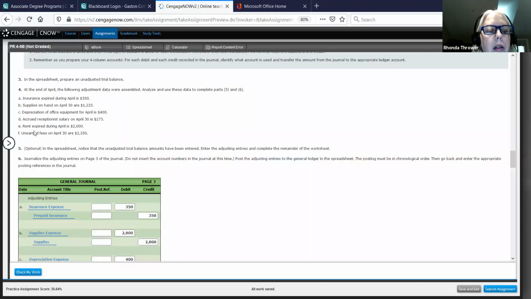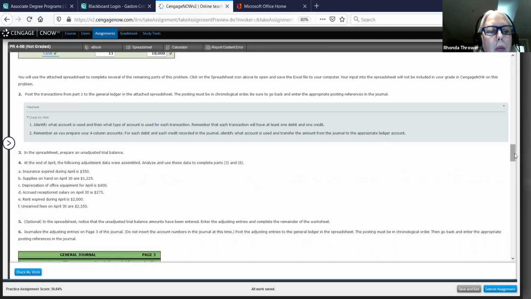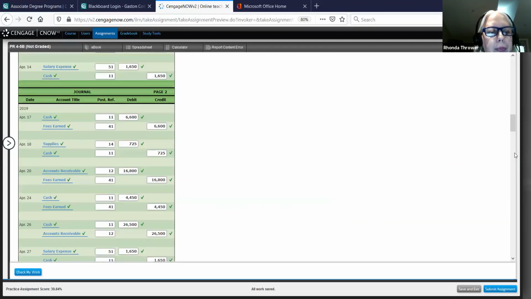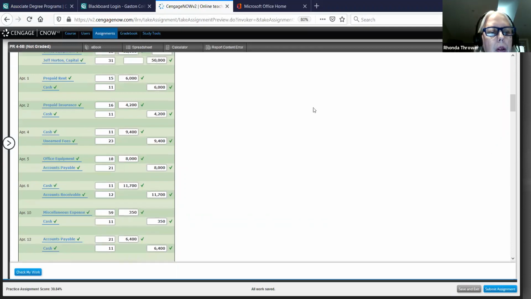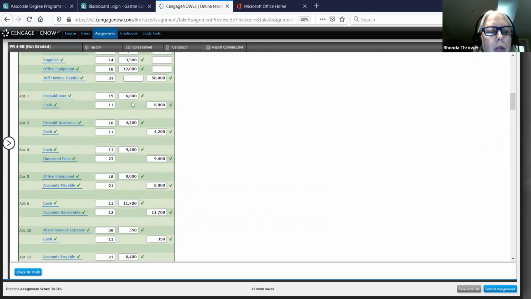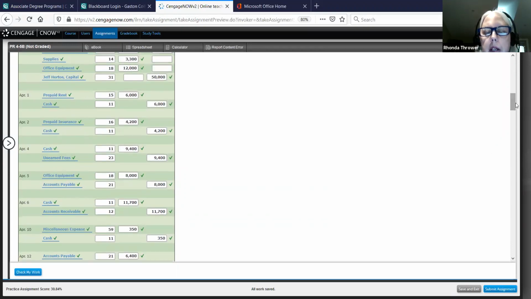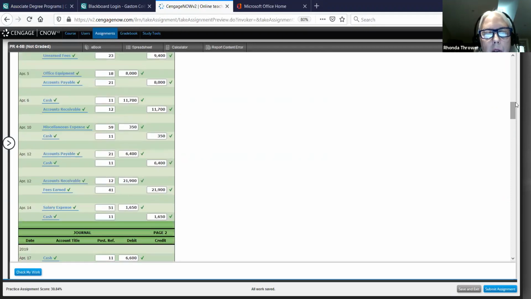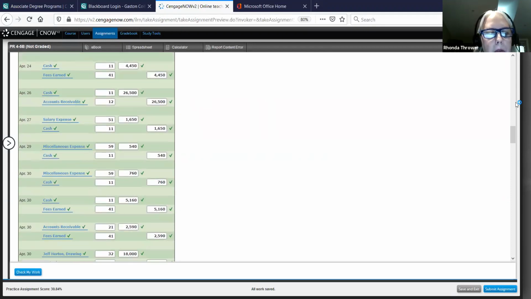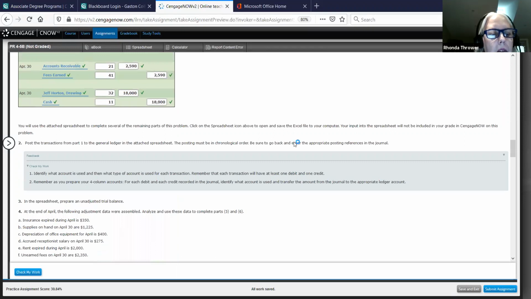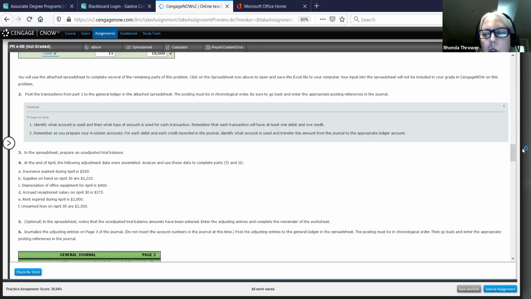The next transaction that we need to look at is rent that's expired during April. You'll remember that we put our rent in the transactions above in the prepaid rent account. Right here on April the 1st, this is where we debited our prepaid rent. So we had it all in prepaid rent. Now it's at the end of the period, and we know that 2,000 of that has expired.